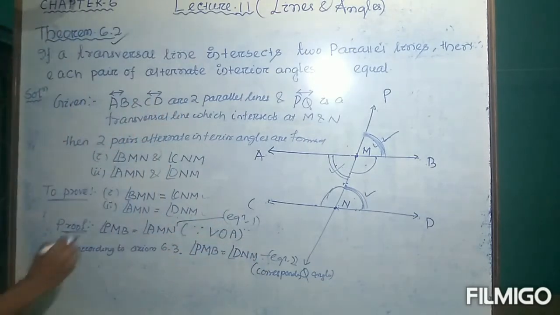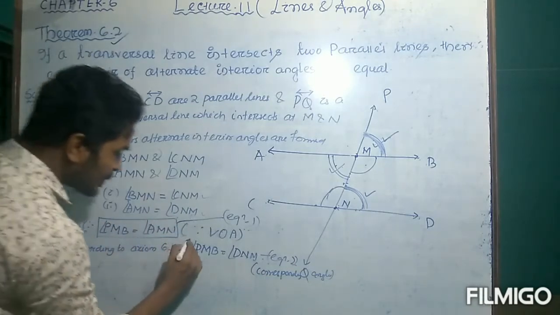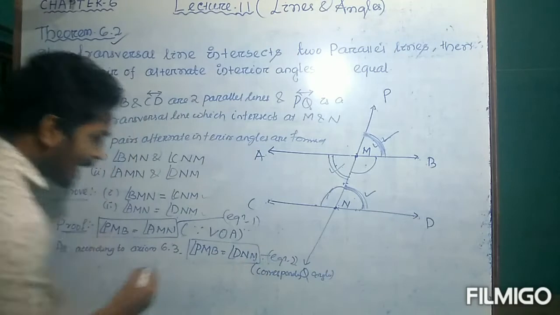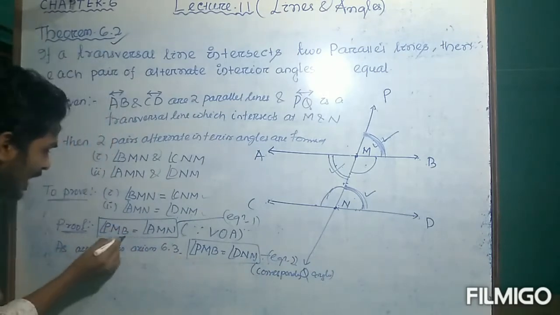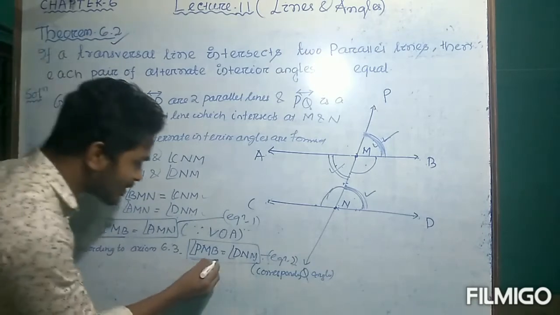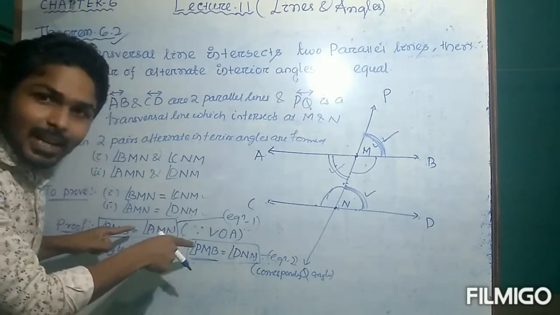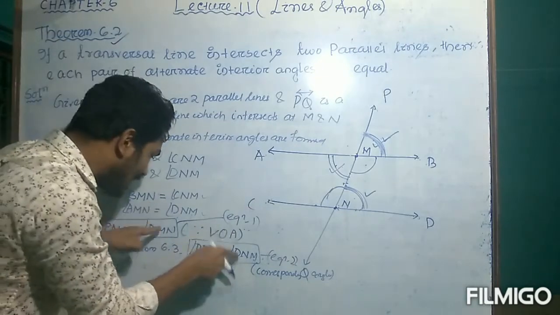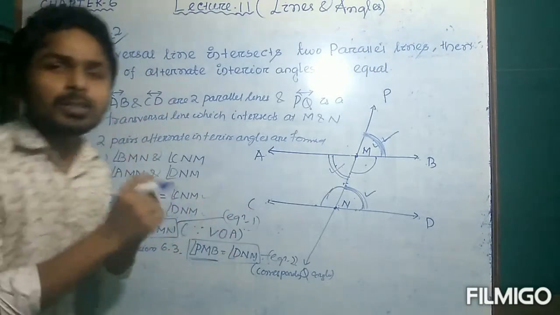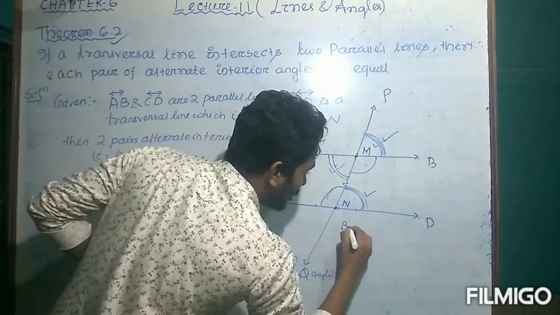In the first equation you get PMB is equal to AMN. In the second equation you get PMB is equal to DNM. Now you can see in these two equations the left hand side is equal. Yes or no? Here the left hand side is PMB. Here also the left hand side is PMB. If in two equations the left hand sides are equal, then you can write that their right hand sides are also equal.